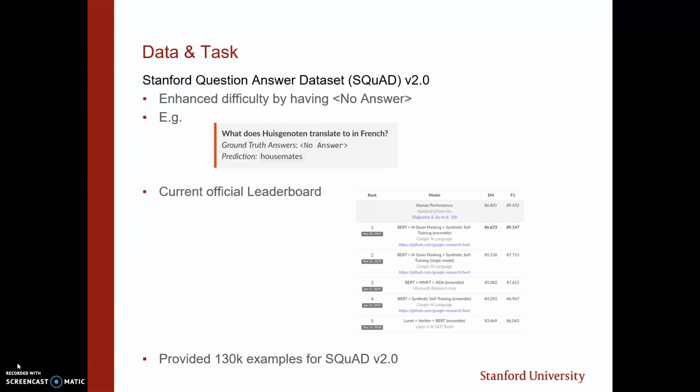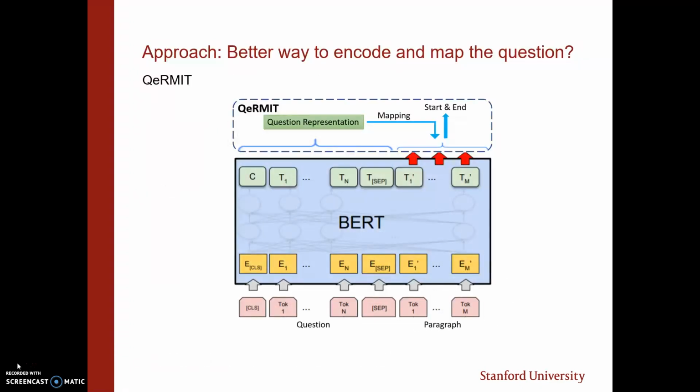The difference between SQuAD version 2.0 and 1.0 is that SQuAD 2.0 is more difficult because it has questions that do not have an answer, just as the example given on the screen. As of February 2019, all of the top 10 models on the official leaderboard utilize BERT in some manner. And our data set has 130,000 examples as training data. We'd also like to point out that the training data that we were provided is slightly different from the official training data if you're trying to reproduce our results.